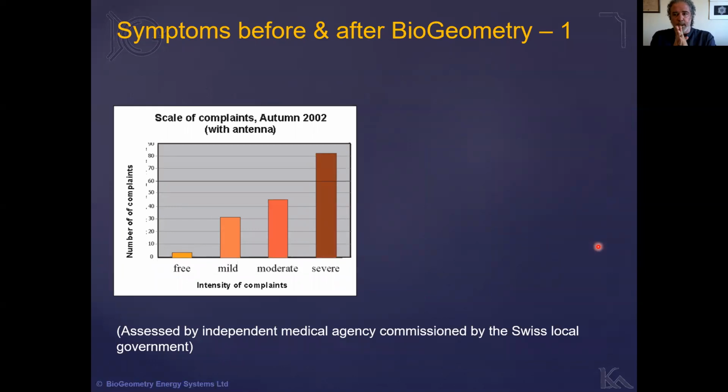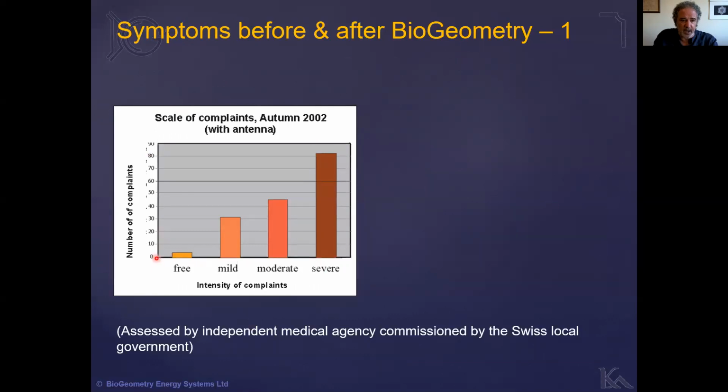Now, I already mentioned that this project was done under the auspices of Swiss local government. Well, something that happened before even Dr. Karim was called in for the project, the authorities had commissioned an independent medical agency of doctors to assess the situation in Hamburg. So these doctors spoke to the people who are affected, and they drew up data in this way. And this graph is a basic representation of that data.